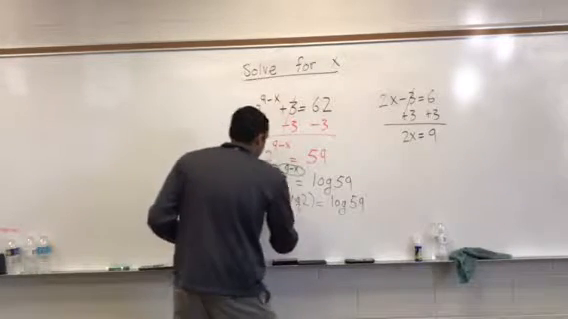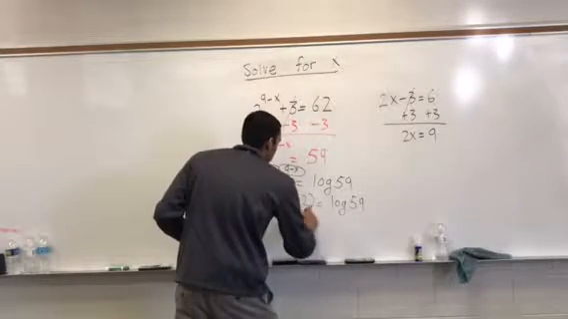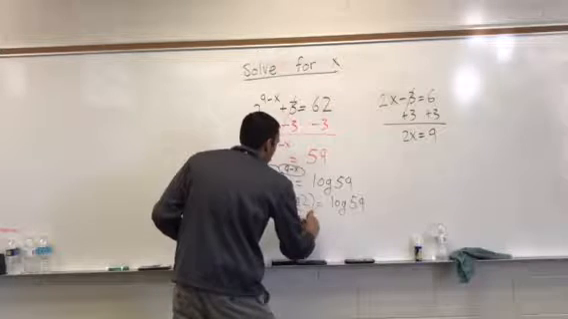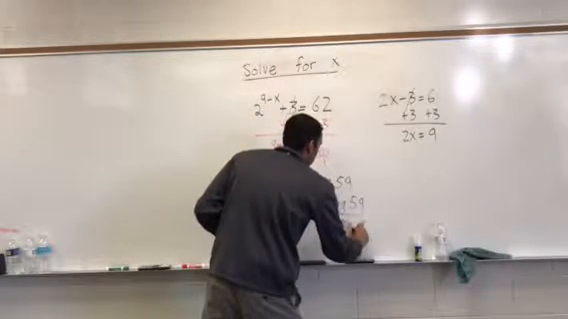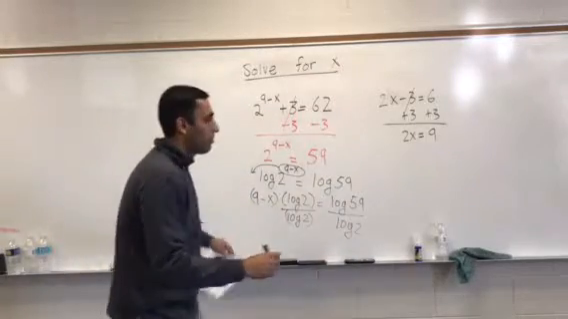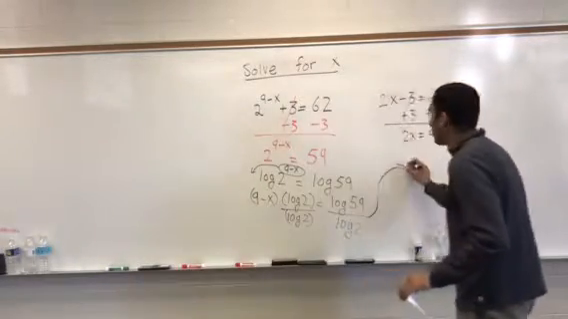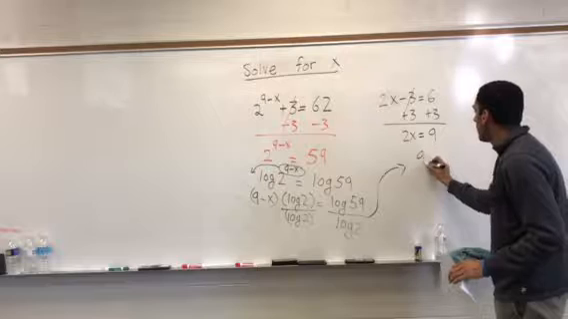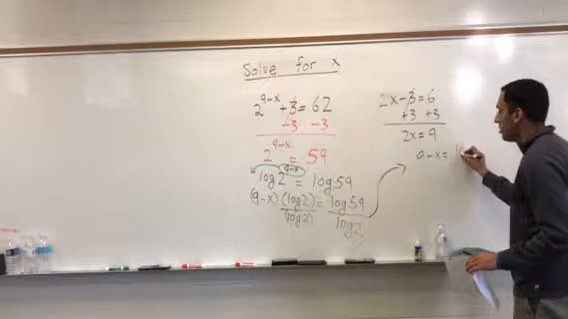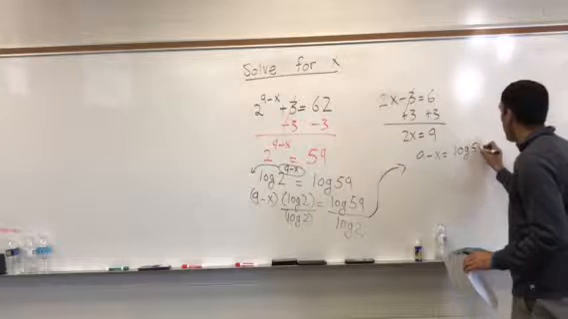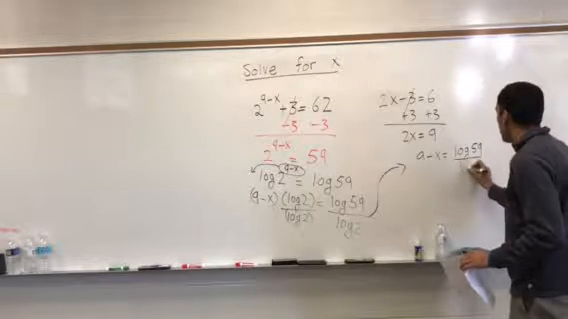What are we going to do next? We're going to divide both sides by log 2. All right? So I'm going to go over here. Sorry about that. This is going to be 9 minus x equals log 59 over log base 2.